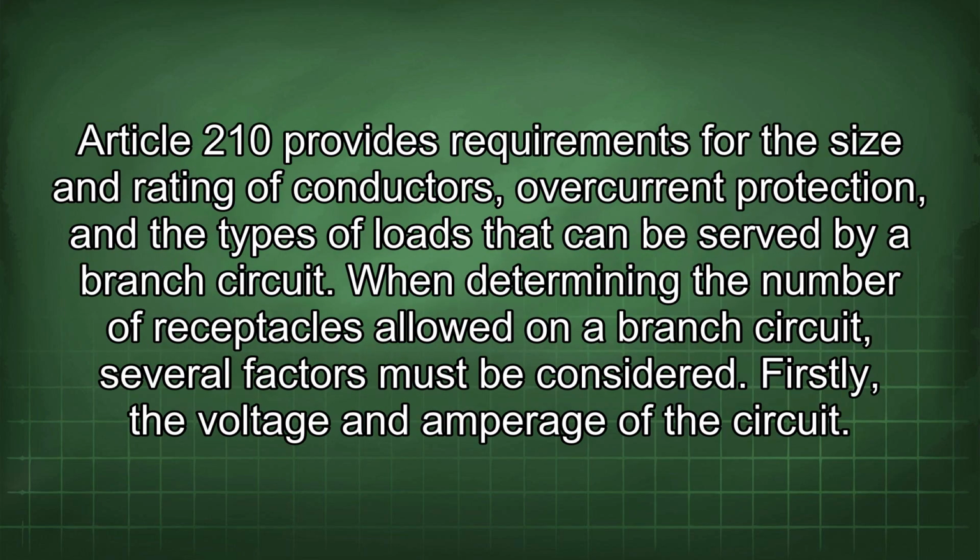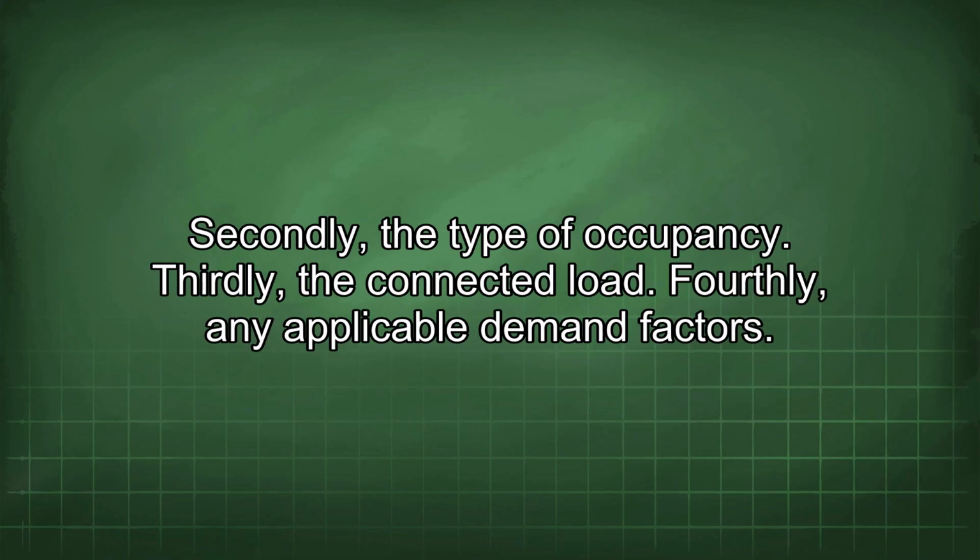Article 210 provides requirements for the size and rating of conductors, overcurrent protection, and the types of loads that can be served by a branch circuit. When determining the number of receptacles allowed on a branch circuit, several factors must be considered. Firstly, the voltage and amperage of the circuit. Secondly, the type of occupancy. Thirdly, the connected load. Fourthly, any applicable demand factors.